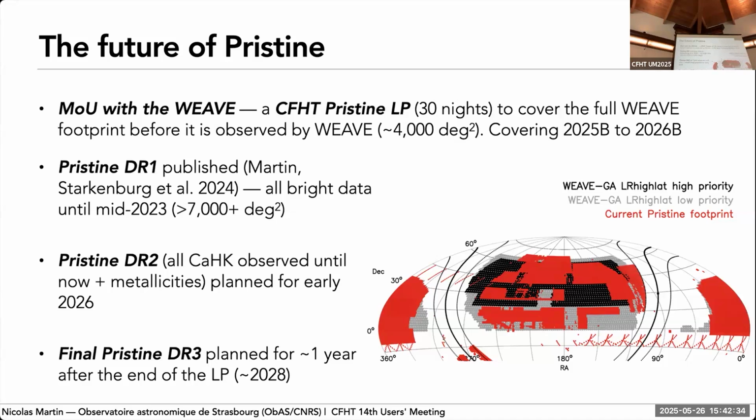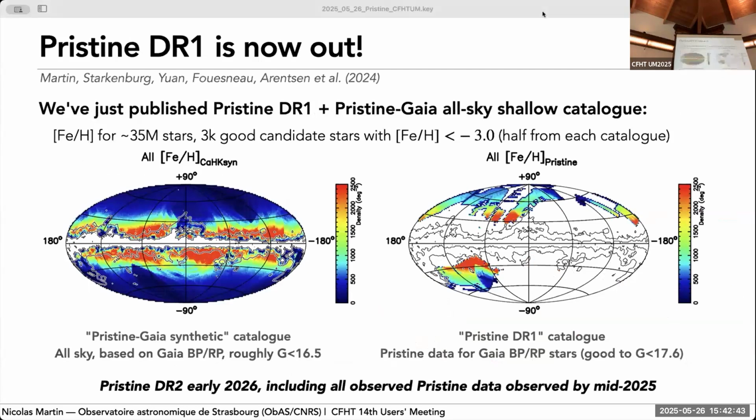This is Ting. So I saw that the DR1 for Pristine only goes to 17.6. What's the current plan for Pristine DR2? What's the magnitude limit you are planning to release? It will be everything we have, so down to the full depth of Pristine. We're more or less tailored to the Gaia depth, although we go a tiny bit fainter than Gaia, but basically we'll release everything that we currently have as of now. Thank you very much.